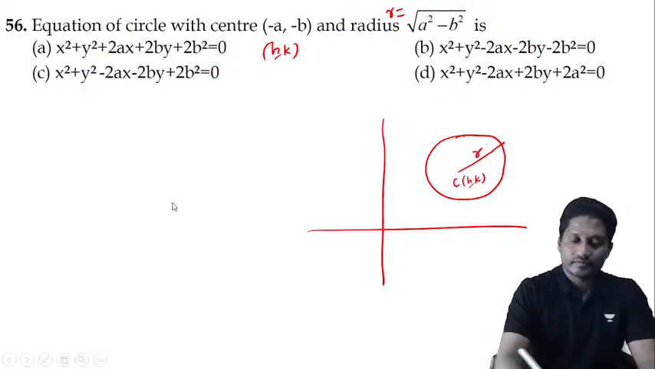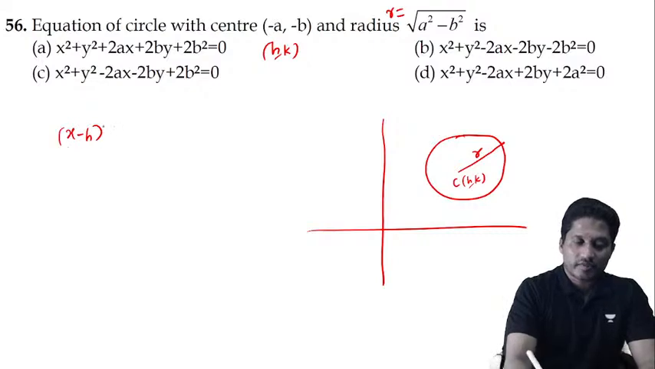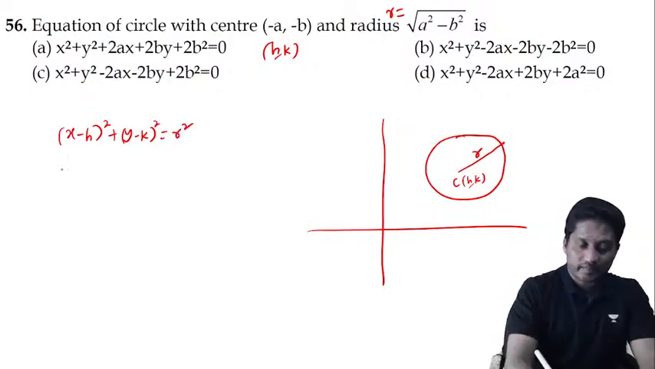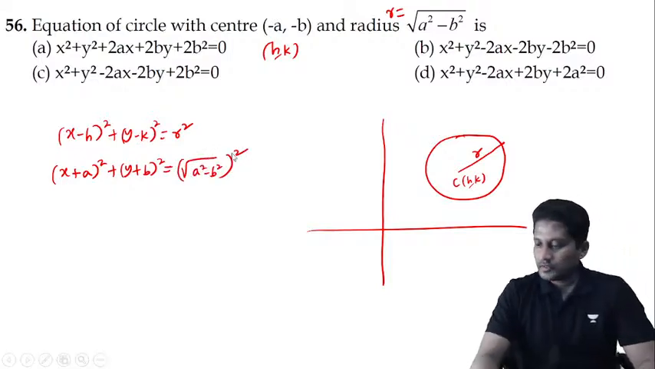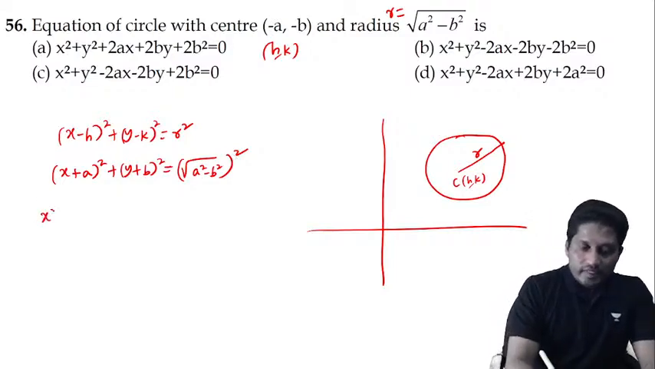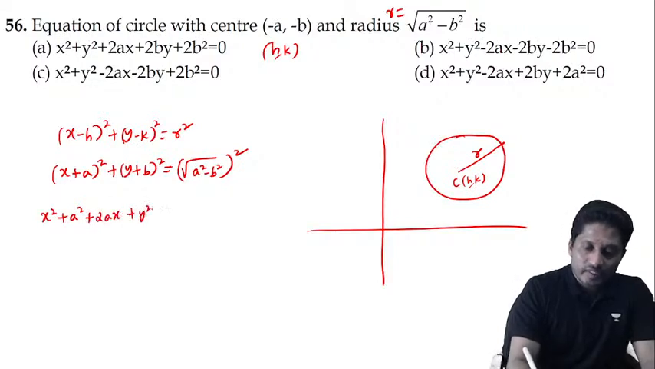If I use the central form, equation of the circle is (x minus h) the whole square plus (y minus k) the whole square is equal to r square. So (x minus h) the whole square plus (y minus k) the whole square is equal to r square. That is equal to root of a square minus b square the whole square. a square plus b square plus 2ax. Again y square plus b square plus 2by is equal to a square minus b square.